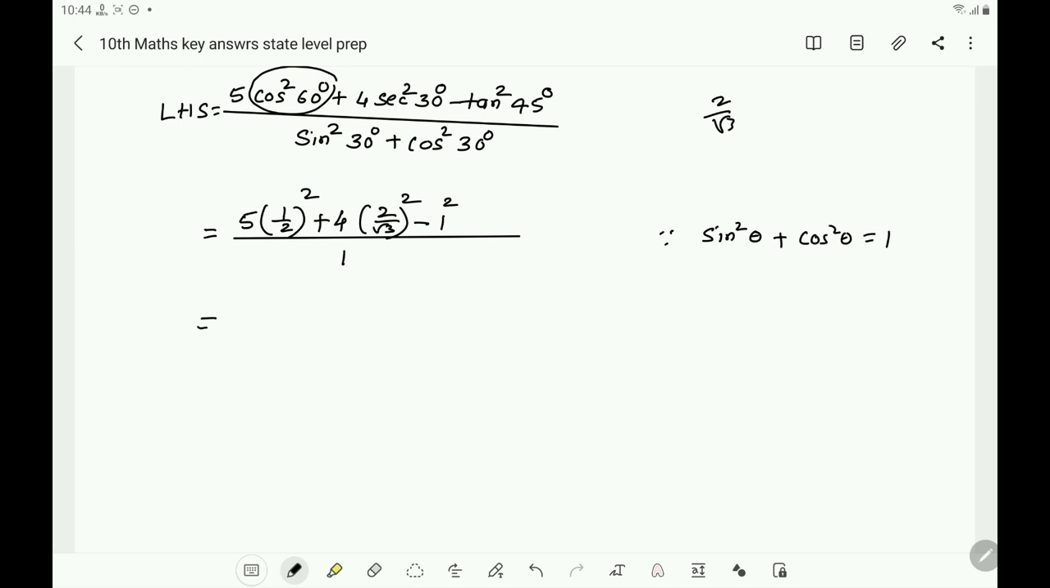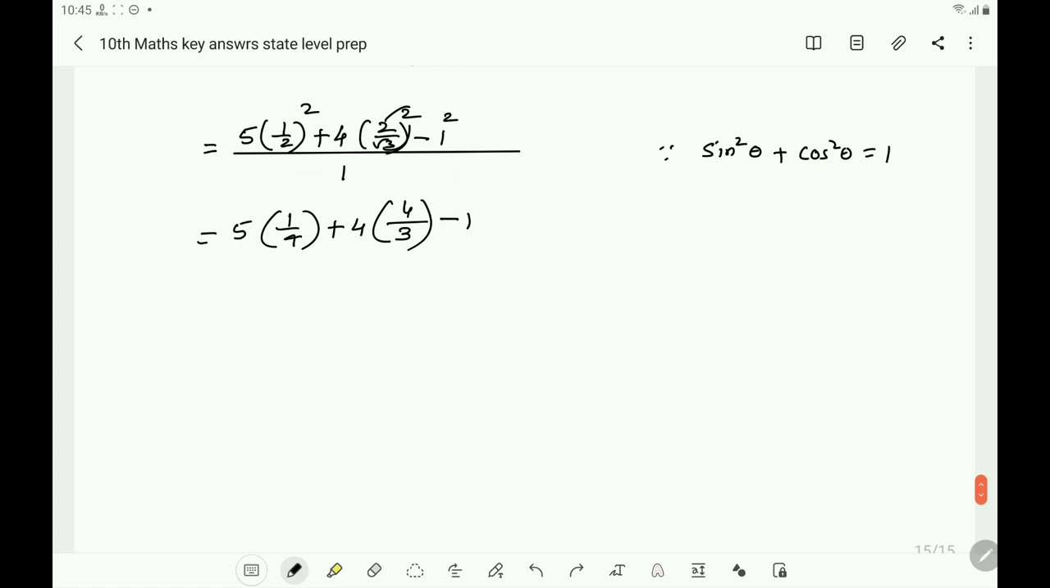Next, write 5 into 1 by 2 whole square is 1 by 4 plus 4 into 2 by root 3 whole square, 2 square is 4, root 3 whole square is 3, 4 by 3 minus 1. You can leave this 1 divided by 1, which means there is no change in the value. So you write only the numerator, as the denominator is 1, you can leave that denominator. Then 5 into 1 by 4 is 5 by 4 plus 4 fours are 16.